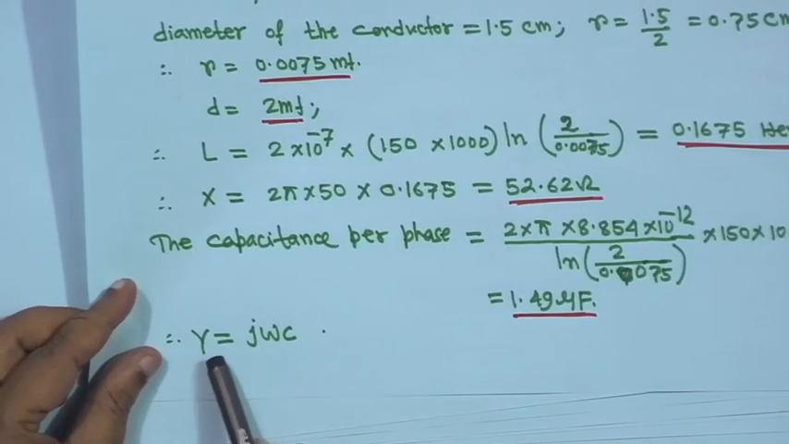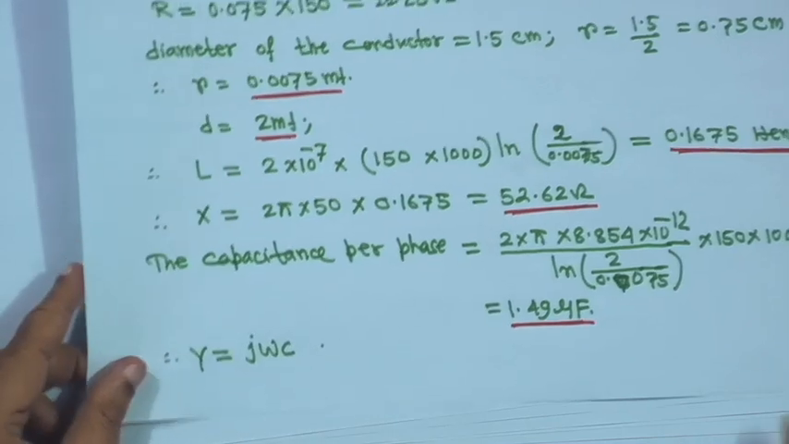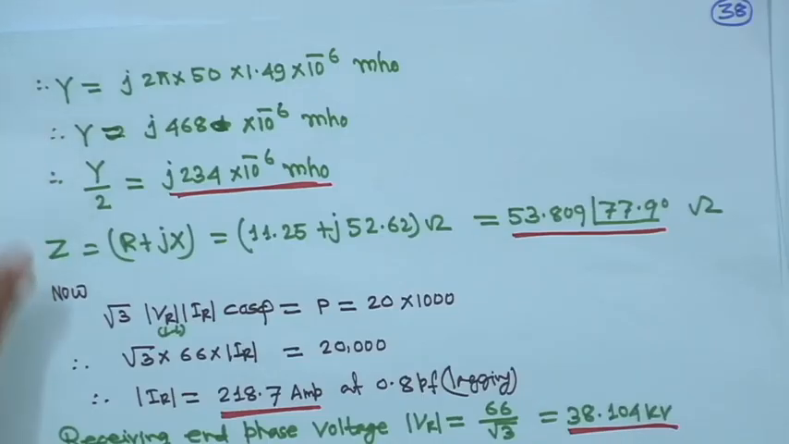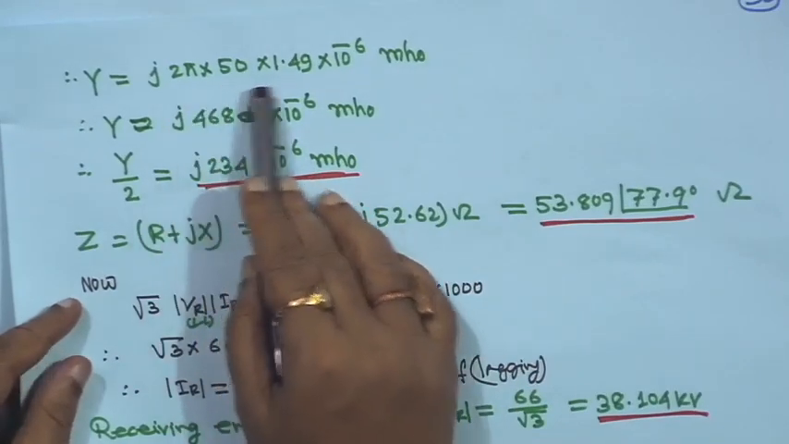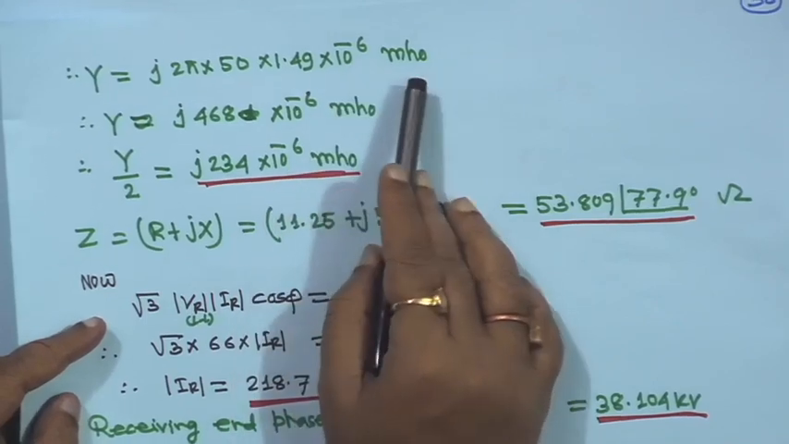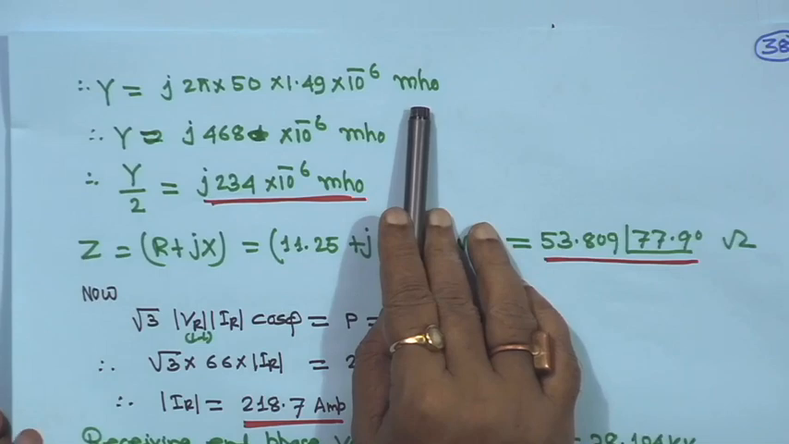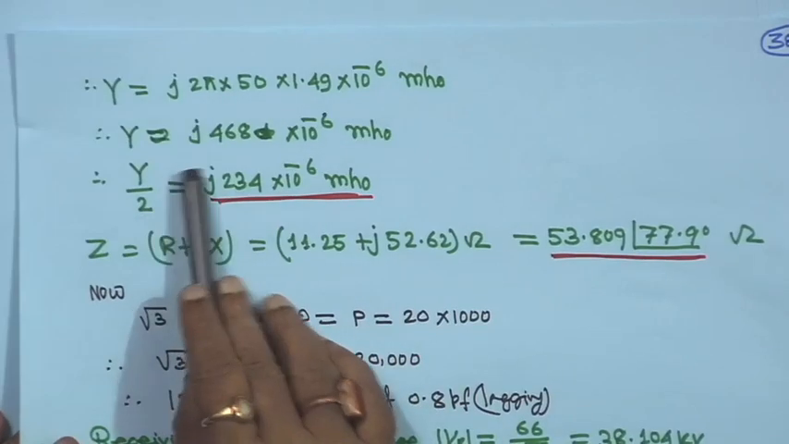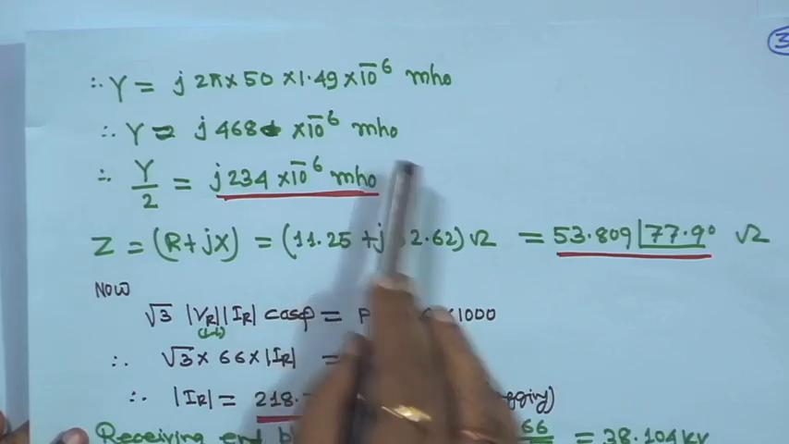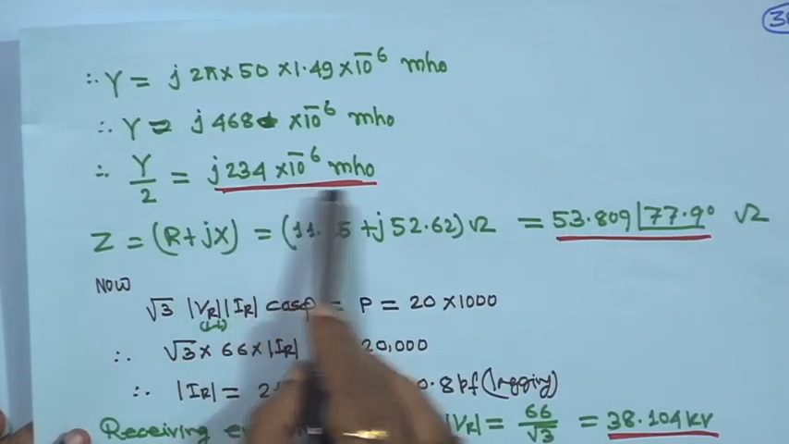And the admittance, charging admittance y is equal to j omega c. So, at 50 hertz, y is equal to j 2 pi f into 1.49 microfarad, 10 to the power -6, it is mho. I am not writing Siemens here, everywhere I am putting mho. So, y is equal to j 468 into 10 to the power -6 mho. Therefore, y by 2 is equal to j 234 into 10 to the power -6 mho.